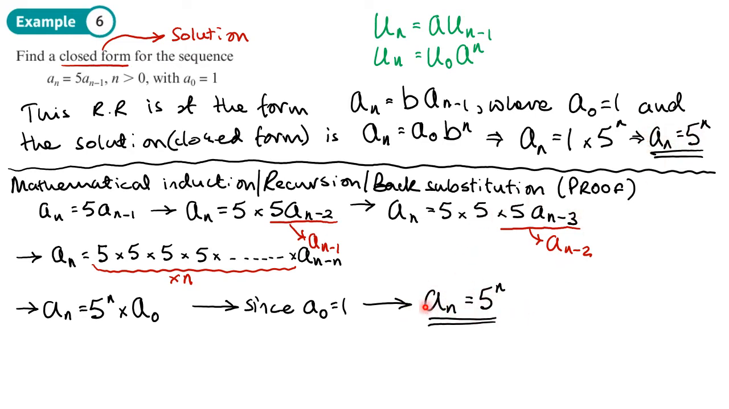So we would use this method when a question asks us to prove a closed form. If we just need to find a closed form, we can just use the rules that we have to find the closed forms for different types of first order recurrence relation.